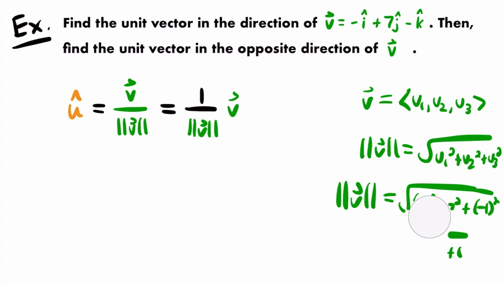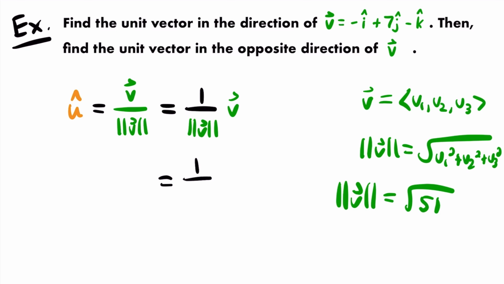So what we find here is that the magnitude of our vector is equal to the square root of 51. All right, so to find our unit vector here, we will take 1 divided by the magnitude of vector v, which is the square root of 51, and multiply that by vector v. So we're going to be multiplying that by -i plus 7j minus k.